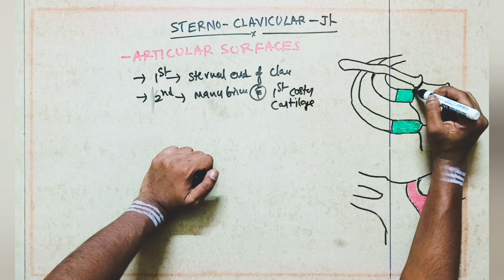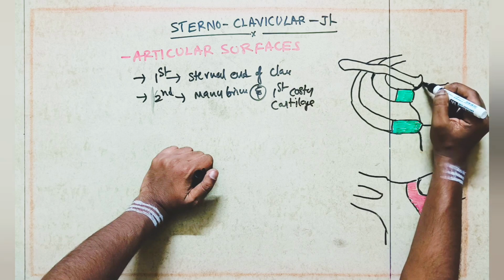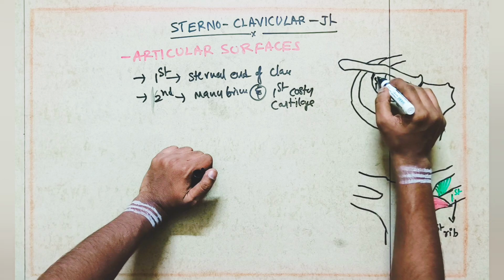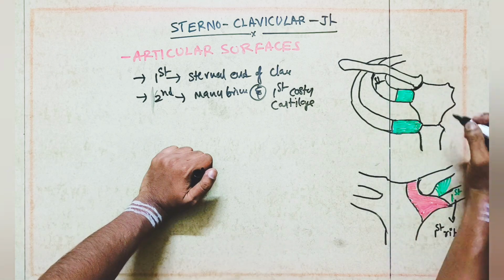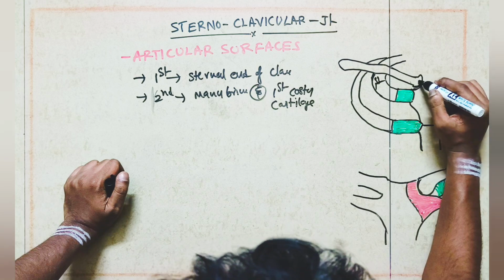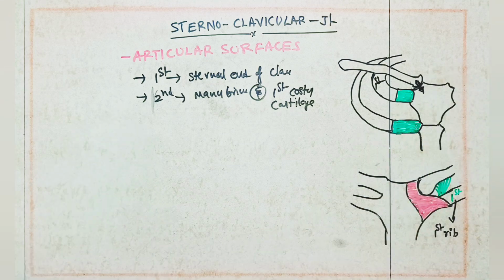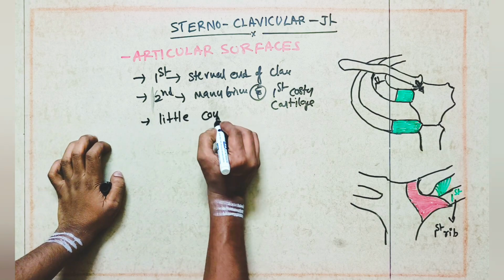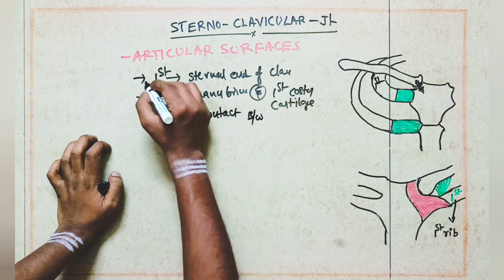See, this is the manubrium. A notch on the manubrium forms part of the articulation. And this green color is the first costal cartilage. This is the first rib. So the articular surface is created by the notch at the manubrium and the first costal cartilage. The articulation between these two structures is the sternoclavicular joint. If we observe, there is only a little contact between the first and second articular surfaces.